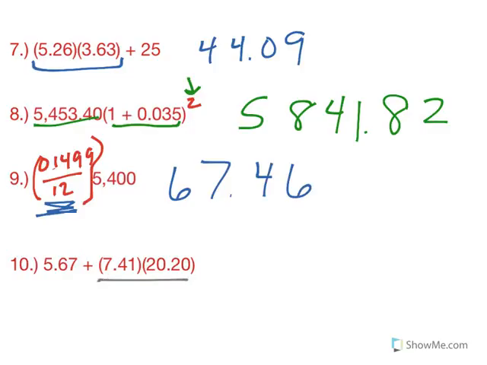And number 10, multiply these two together before you add, and you should have 155.35. These problems are all problems you're going to see throughout the Math 123 class because it's different situations, throughout the semester.